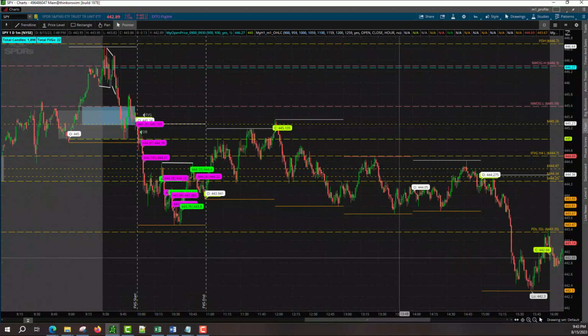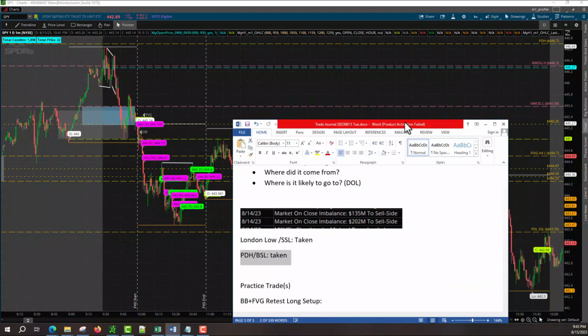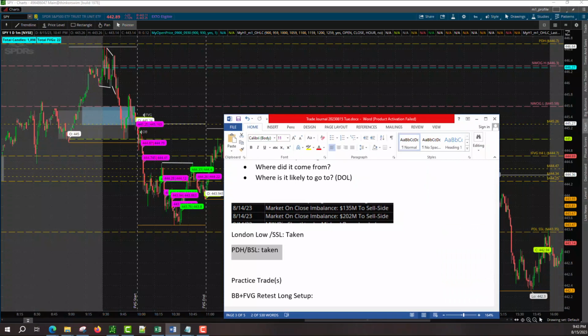Alright, first let's review what setup we saw today. During the first hour, I saw the pre-market had a sell-side liquidity imbalance. That means the market is likely to go down. And we see that the London low was taken, and also the previous day high was taken. So that gives you some kind of signal that it's going to go down, right?